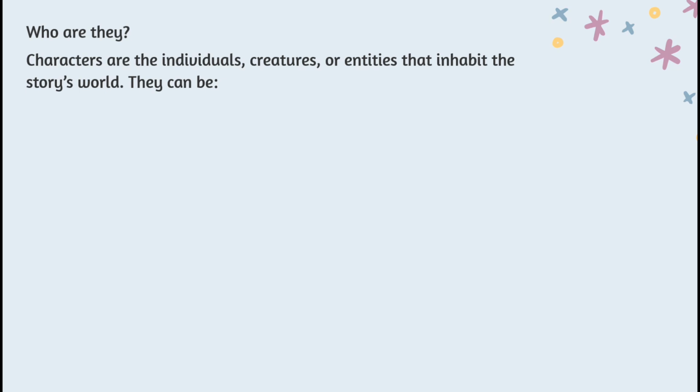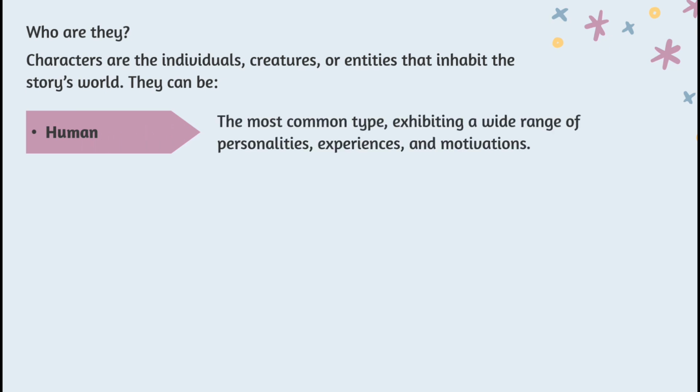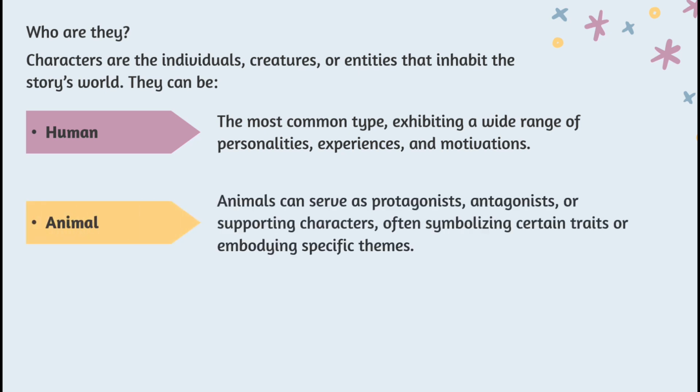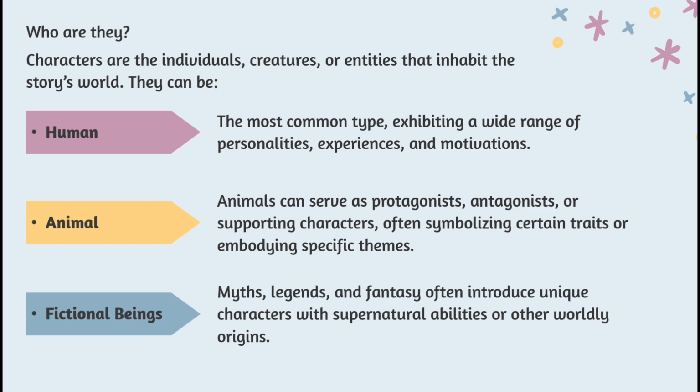They can be human, the most common type, exhibiting a wide range of personalities, experiences, and motivations. Animal. Animals can serve as protagonists, antagonists, or supporting characters, often symbolizing certain traits or embodying specific themes. Fictional beings. Myths, legends, and fantasy often introduce unique characters with supernatural abilities or otherworldly origins.